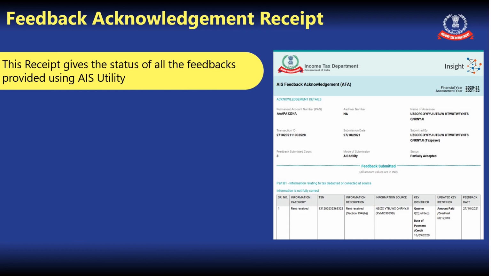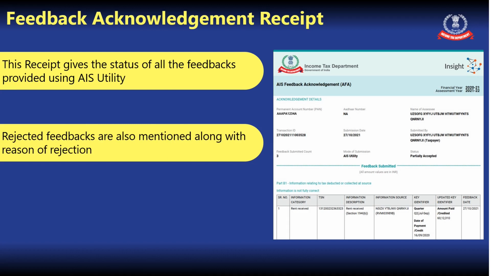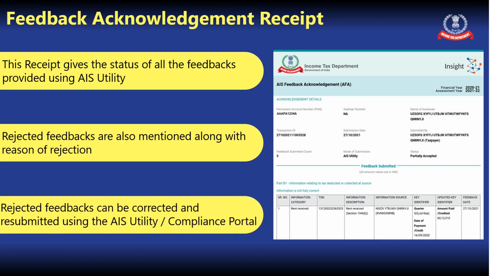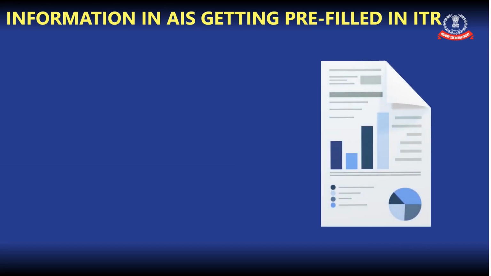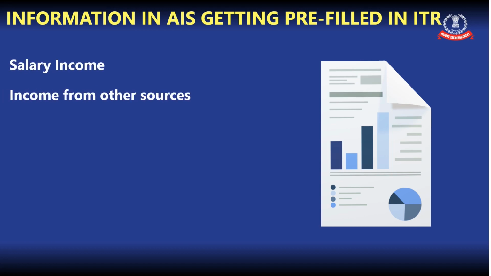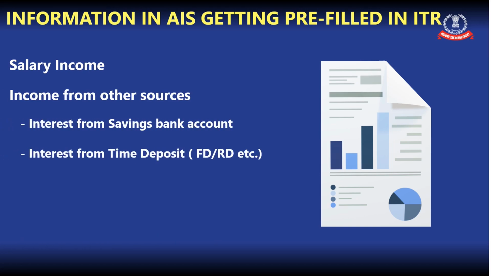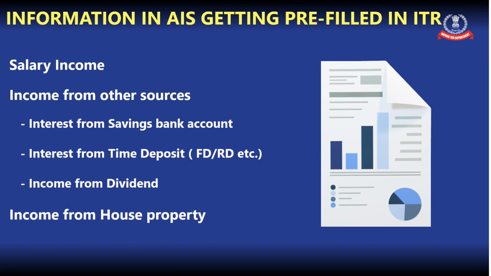This receipt gives the status of all the feedbacks provided using the AIS utility. Rejected feedbacks are also mentioned along with the reason of rejection. Rejected feedbacks can be corrected and resubmitted using the AIS utility on the compliance portal. You would also be interested in knowing what information in AIS is getting pre-filled in ITR. Kindly note salary income, and under the head income from other sources, interest from savings bank account, interest from time deposit, that is fixed deposit and recurring deposit, and income from dividend is getting pre-filled. Along with that, income from house property is also getting pre-filled in ITR.